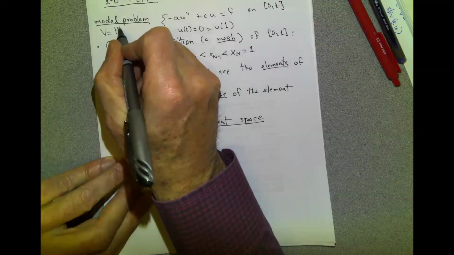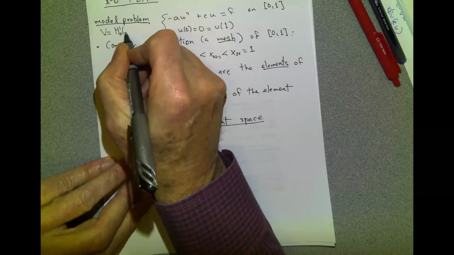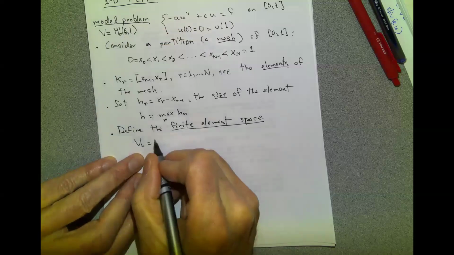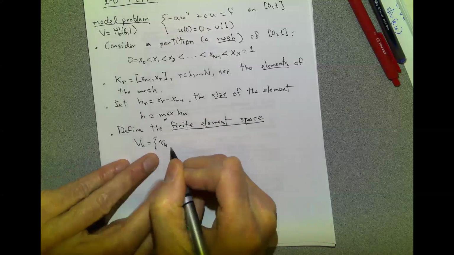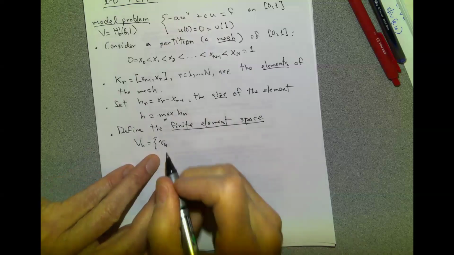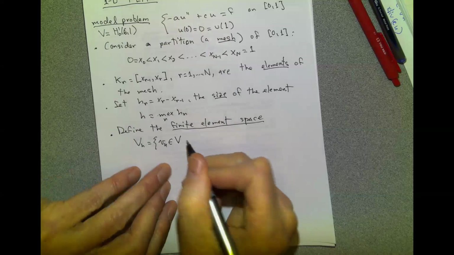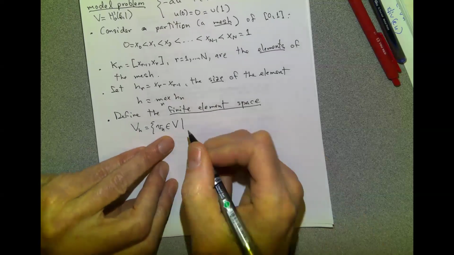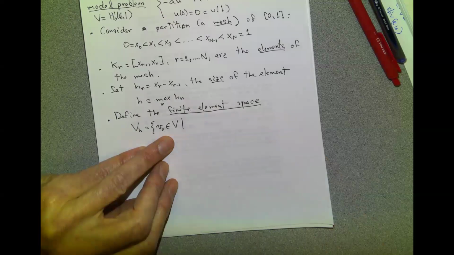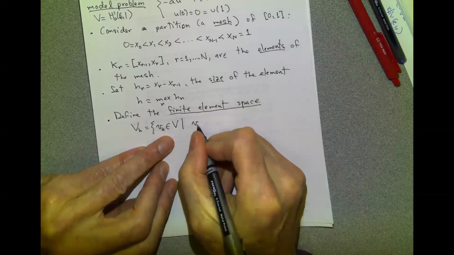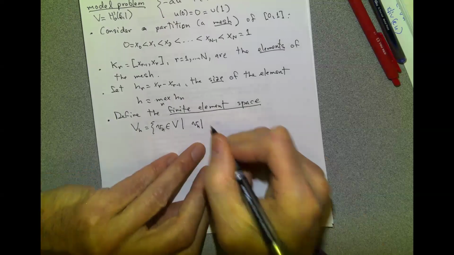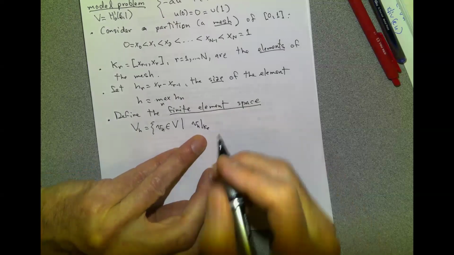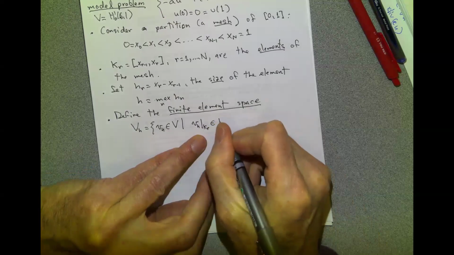V is equal to H1,0 of the interval 0,1. Okay, I'm getting that. So I want my function VH to belong to what? To belong to V. So this way I can impose the boundary condition inside the space, such that we're having VH restricted to every element KR is a polynomial.